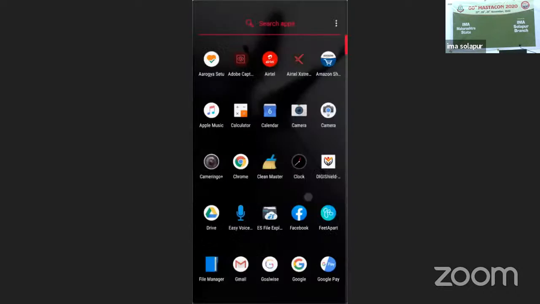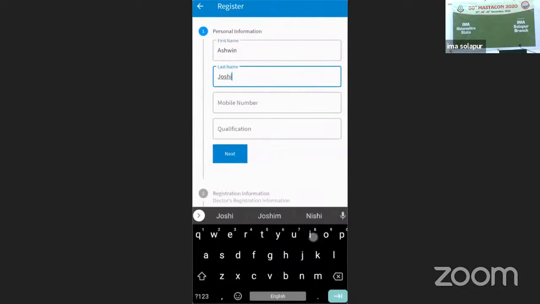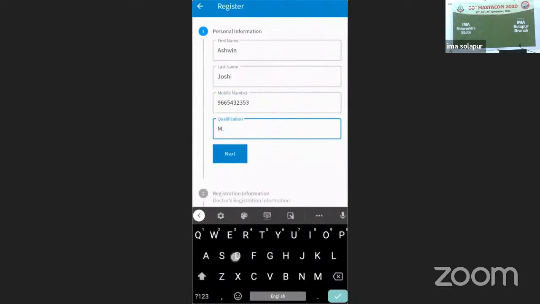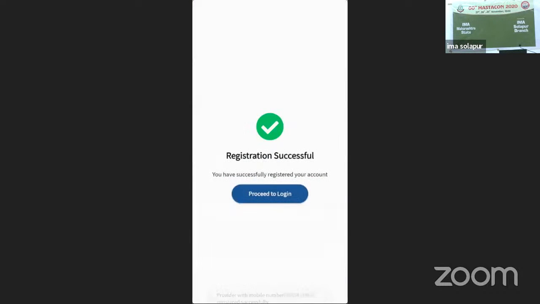Download the DigiShield app from the Play Store or App Store now. New users will go through a quick one-time registration process. After filling in some basic information, registration is complete and you can start using DigiShield.